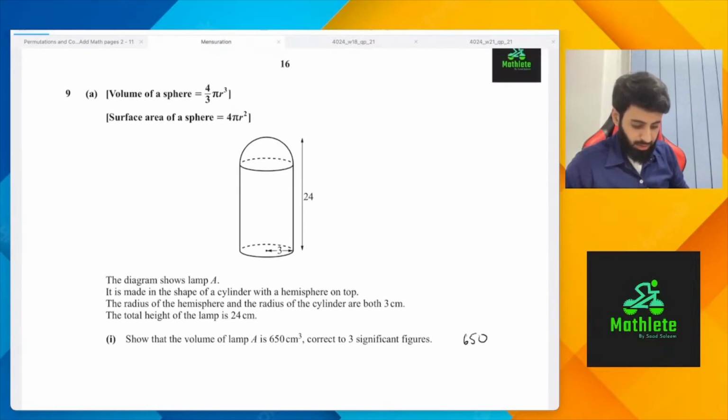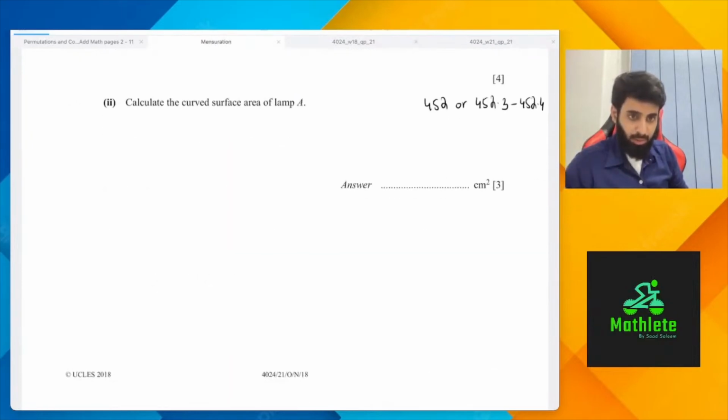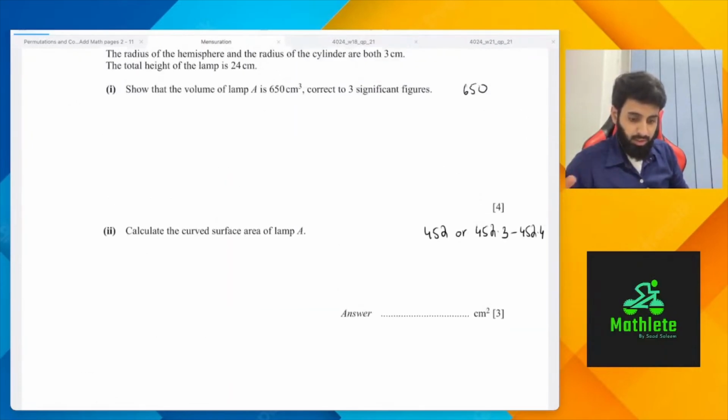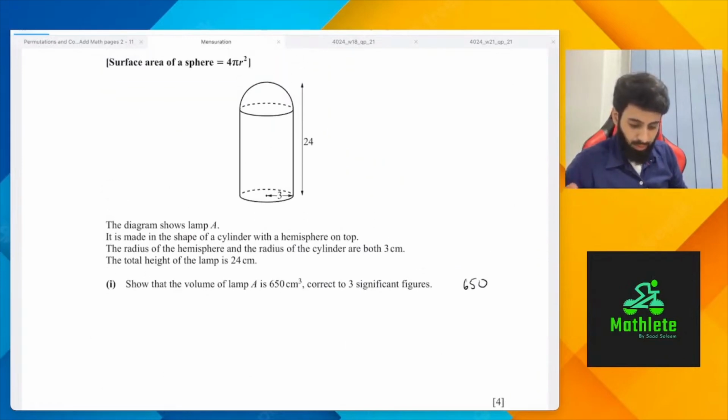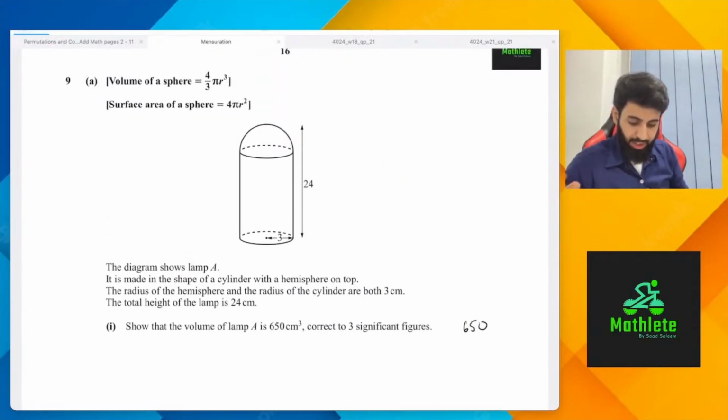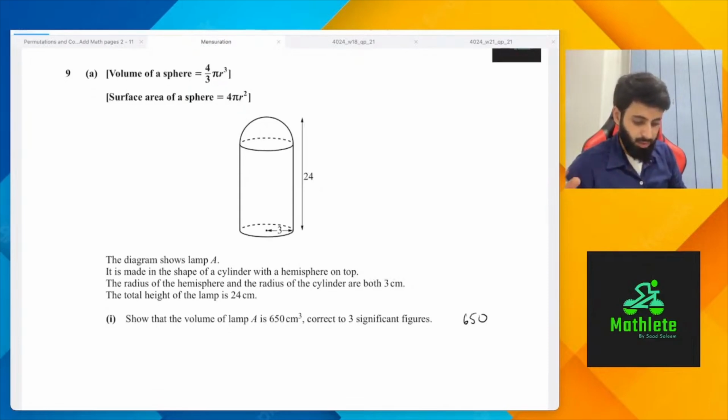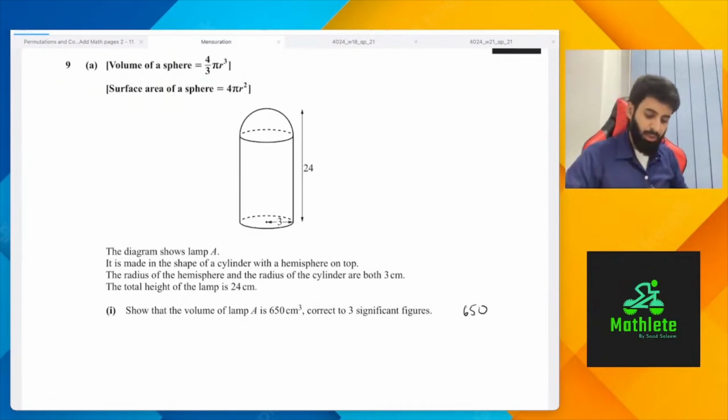So this is a question from October November 2018, paper 2 variant 1. This is PDF expert. It says the diagram shows a lamp A. It is made in the shape of a cylinder with a hemisphere on top. The radius of the hemisphere and the radius of the cylinder are both 3 centimeter. ठीक है, that's great. The total height of the lamp is 24 centimeter. ठीक है. Show that the volume of lamp A is 650 centimeter cube. Correct to 3 significant figures.